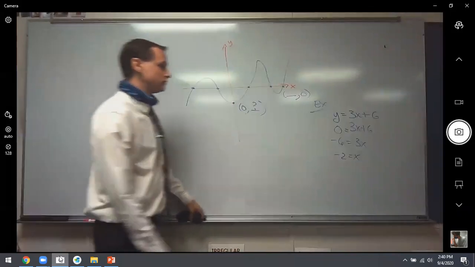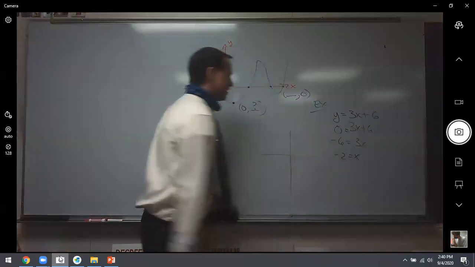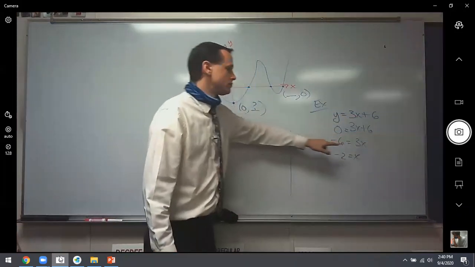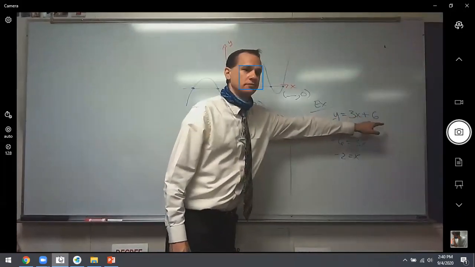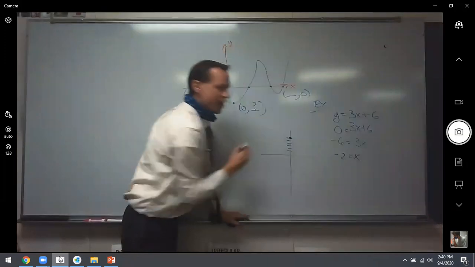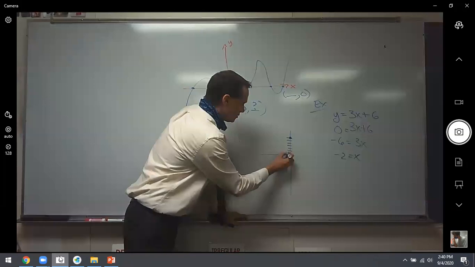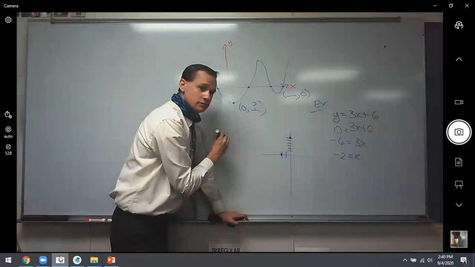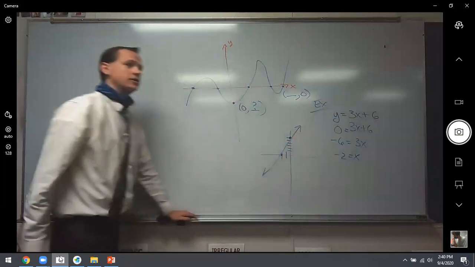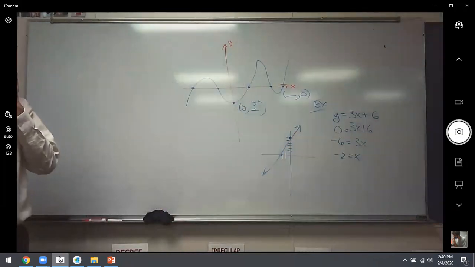This graph, we can actually complete the whole thing now. Where was the y-intercept? You said it was 6, correct? The y-intercept was just 6, right? Yeah, so 1, 2, 3, 4, 5, 6. There's a point on my graph. The x-intercept is negative 2, correct? So this graph would look something like that right there. Makes sense, right?